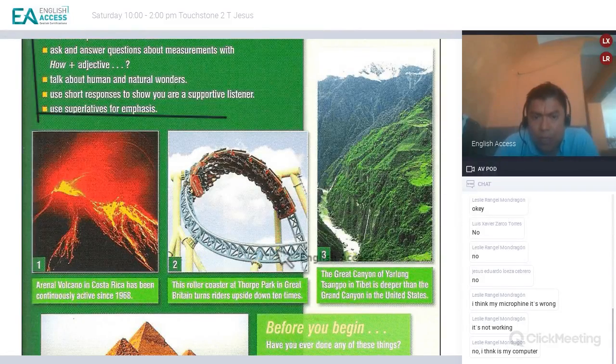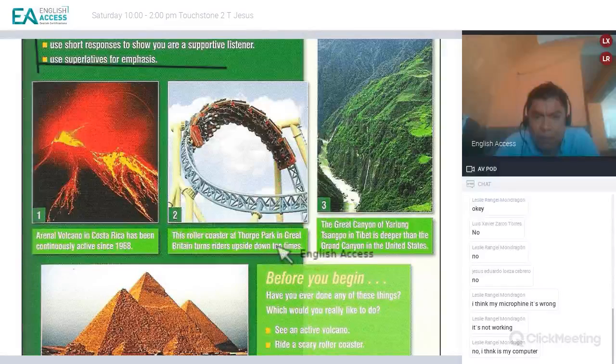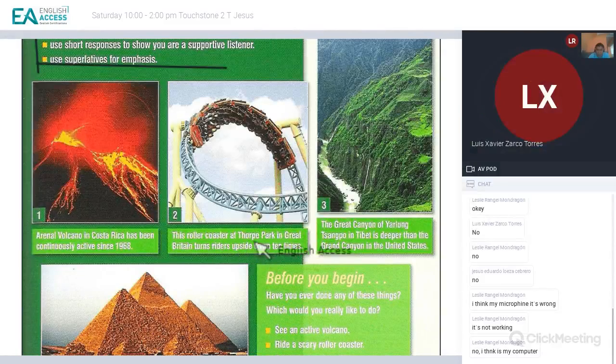Now let's continue with number 2. Javier, please. This roller coaster at Thorpe Park in Great Britain turns right upside down 10 times. 10 times. Yes, that's right. So this is a roller coaster. What about number 3, Eduardo?